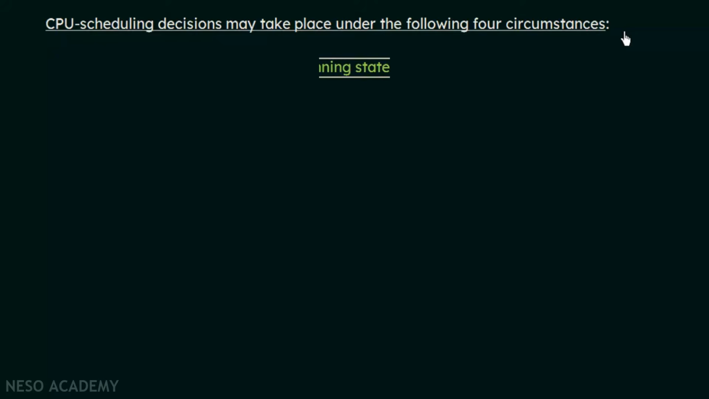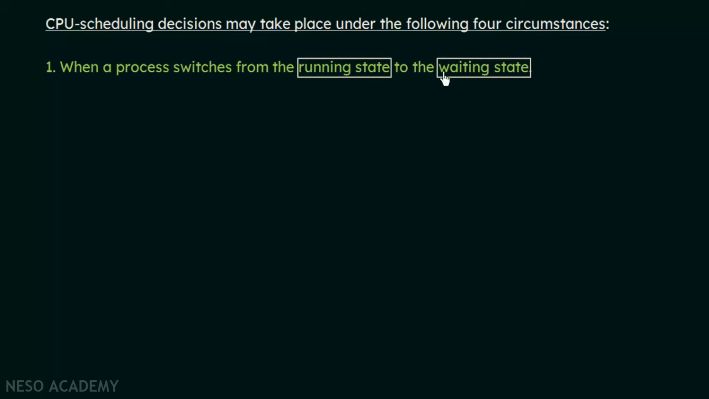Coming to the first circumstance, it is when a process switches from the running state to the waiting state. CPU scheduling decision may take place when a process switches from the running state to the waiting state. So what do we mean by running state and waiting state?